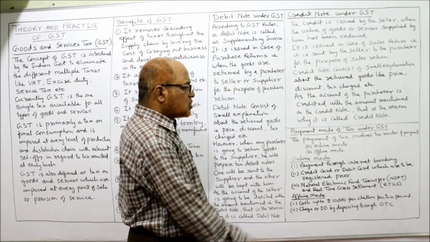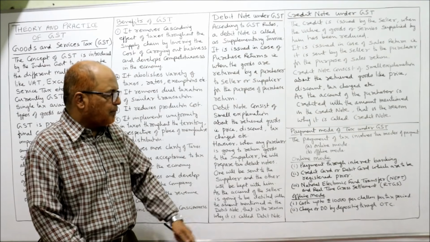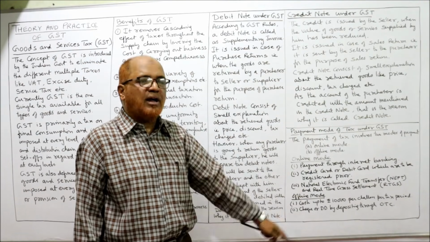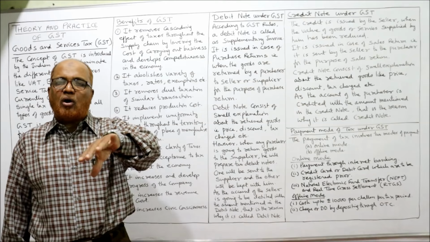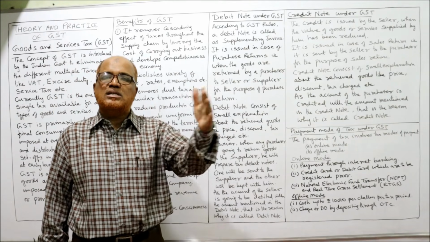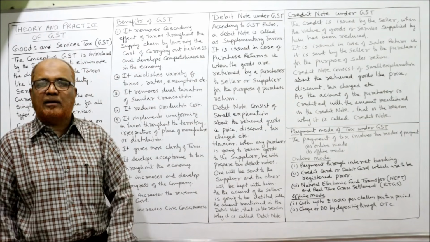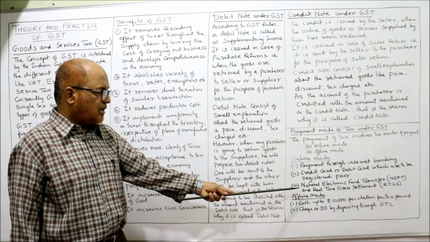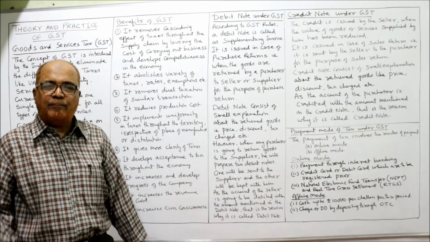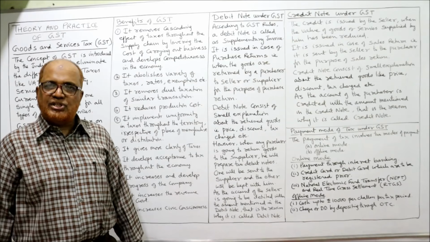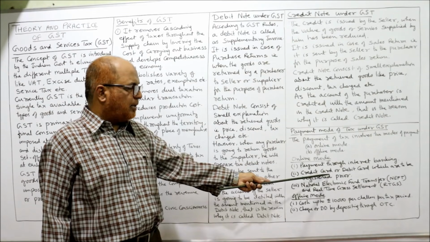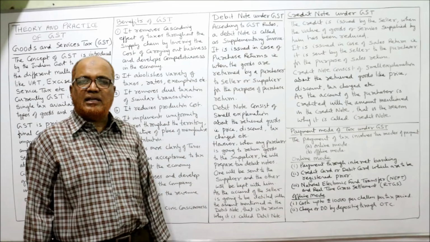Then National Electronic Fund Transfer, NEFT, and Real-Time Gross Settlement, RTGS. Through NEFT or RTGS also, the GST can be paid online. So these are the three cases of making online payment of GST. That is through internet banking, or debit or credit card, or NEFT and RTGS.